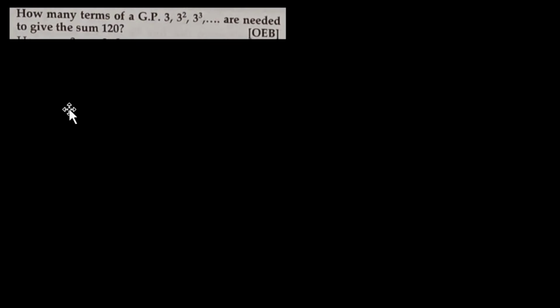So how many terms of a GP are needed to give a sum of 120? So the GP is given to us. We have to find how many. Earlier also I told you, "how many" means you have to find the value of n. So what is given to us from the sequence? We can see A's value is 3. This is the given sequence. First term is 3. Common ratio we can find.